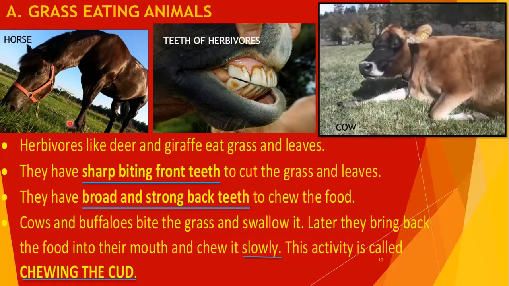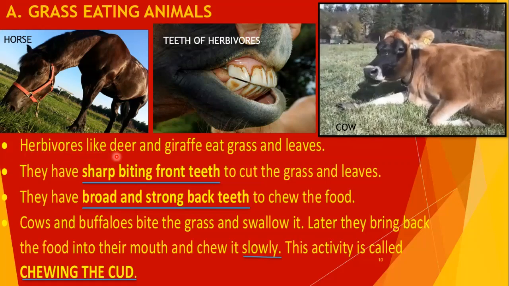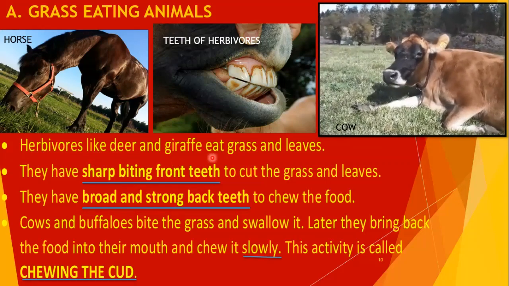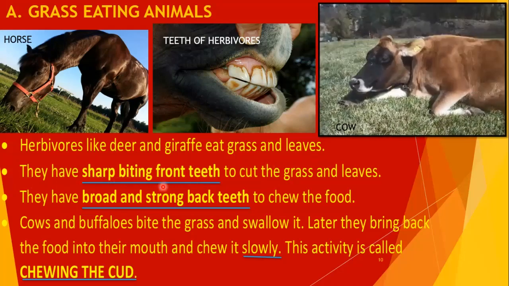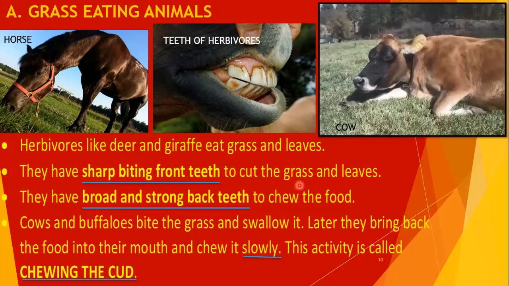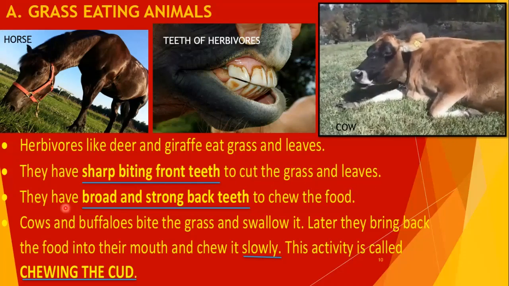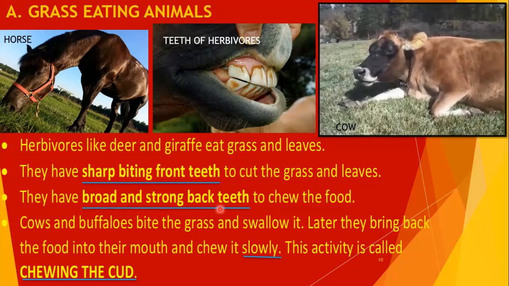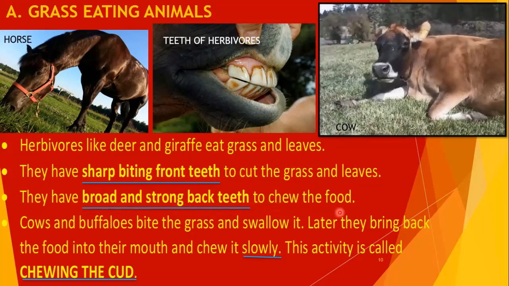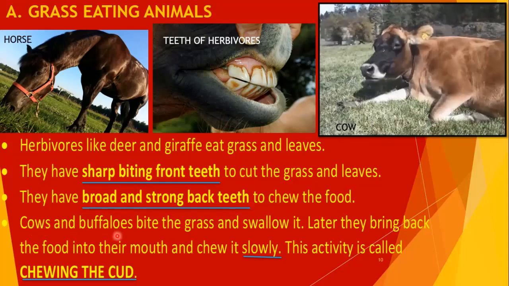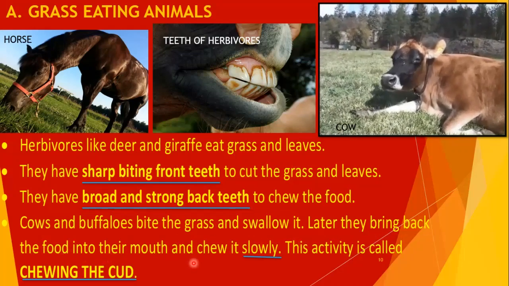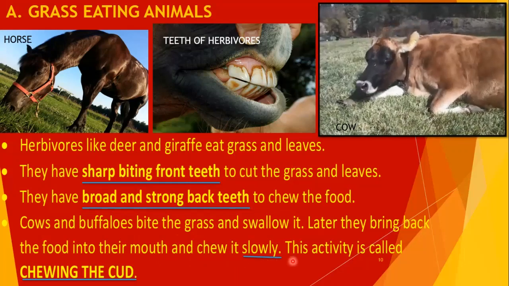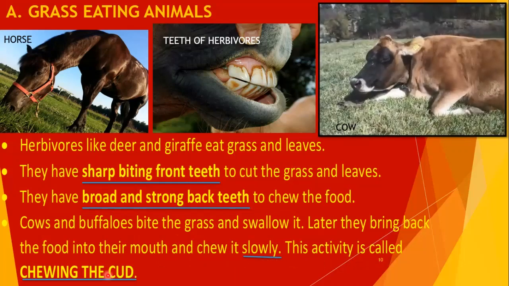Key points to remember are herbivores like cow, deer and giraffe eat grass and leaves. They have sharp biting front teeth to cut the grass and leaves. They have broad and strong back teeth to chew the food. Cows and buffaloes bite the grass and swallow it. Later, they bring back the food into their mouth and chew it slowly. This activity is called chewing the cud.